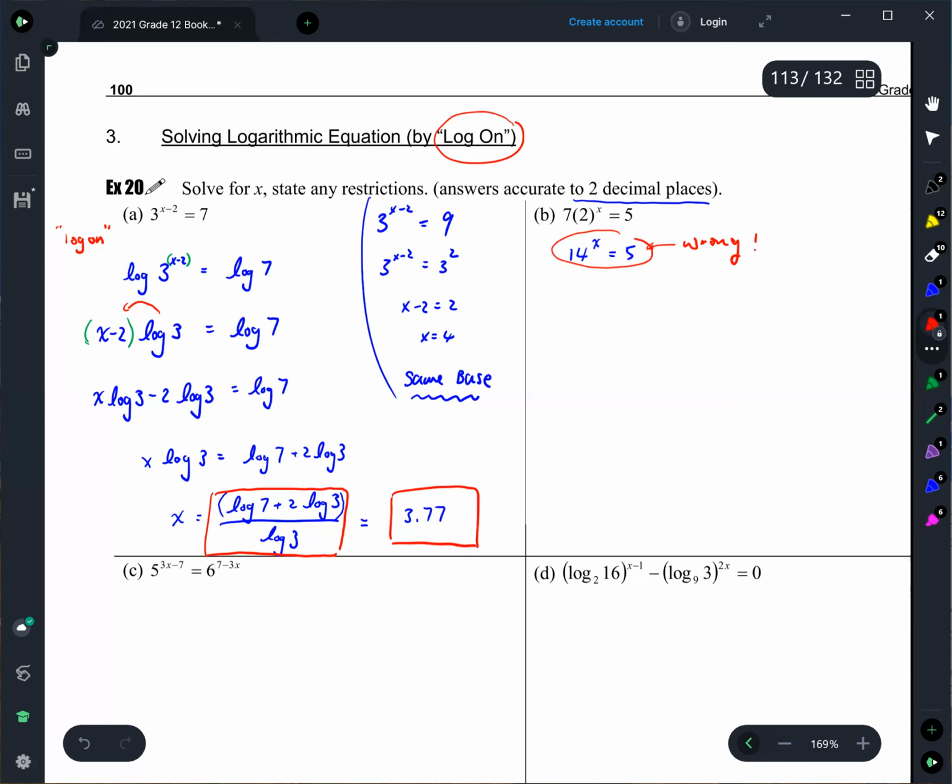The reason why it's not okay to do this is because of the order of operations, BEDMAS, right? It has an exponent, so 2 to the x, they are stuck together. You cannot do the multiplying first. So let's do log on because there's nothing else we can do. So just log on both sides.